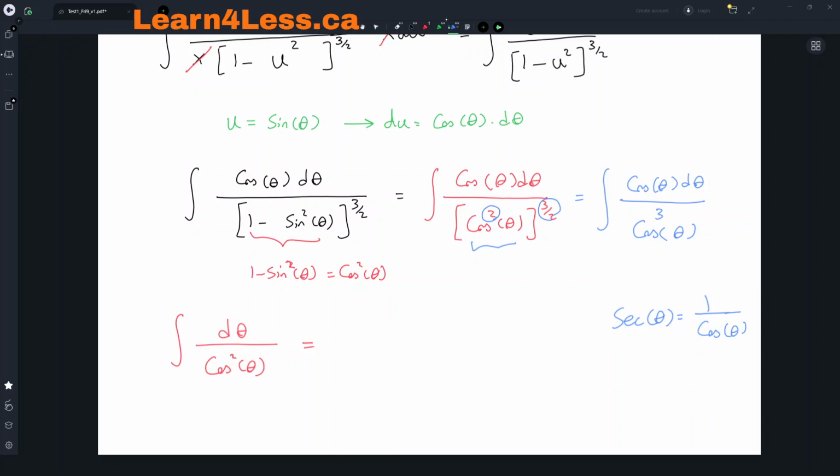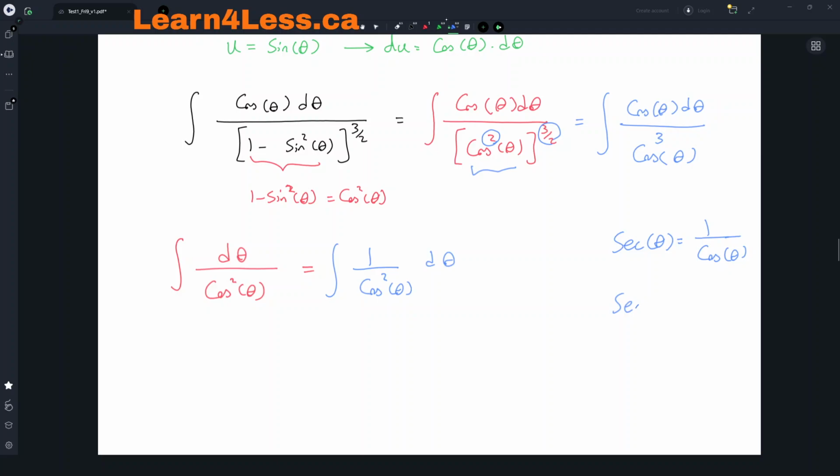What we have here, let me just rewrite that, is 1 over cosine squared of theta d theta. So what we have here is a square of that. Basically we have secant squared of theta, which is 1 over cosine squared of theta. So instead of 1 over cosine squared of theta, I can simply write secant squared of theta.